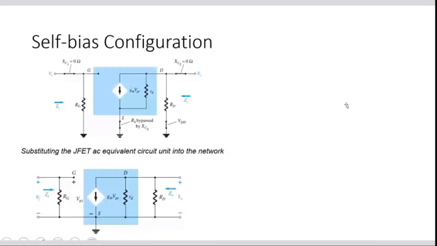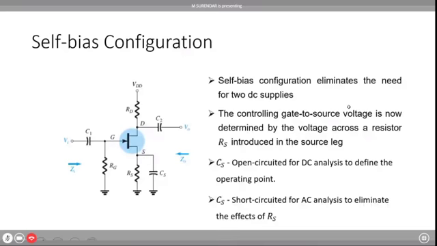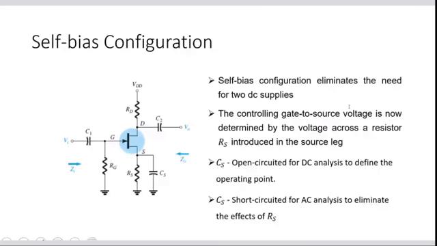What happens if the capacitor CS is not connected to the circuit? That is something we have to notice here. That is the unbypassed RS. We are bypassing the signal in AC analysis. If we assume that CS is not there, then this RS will literally be coming there.